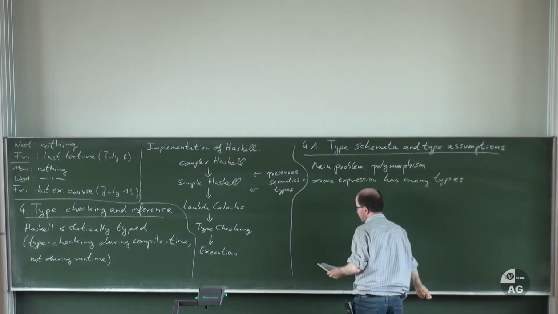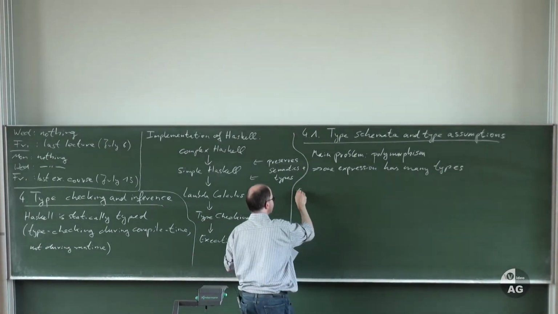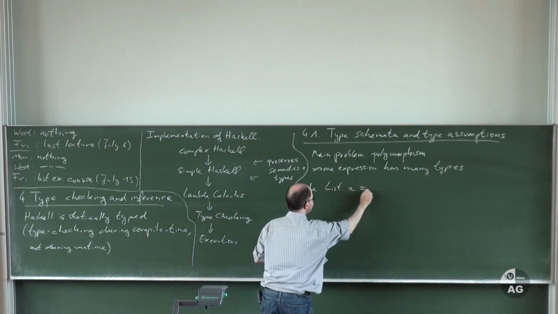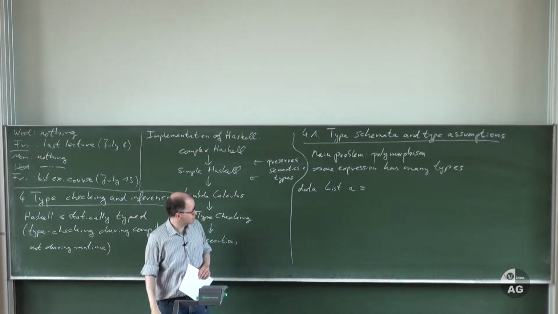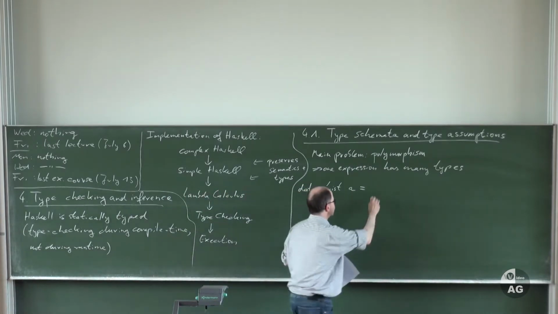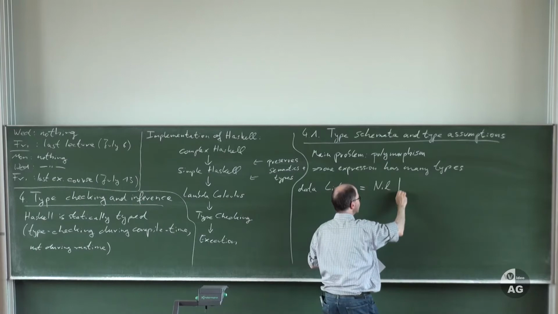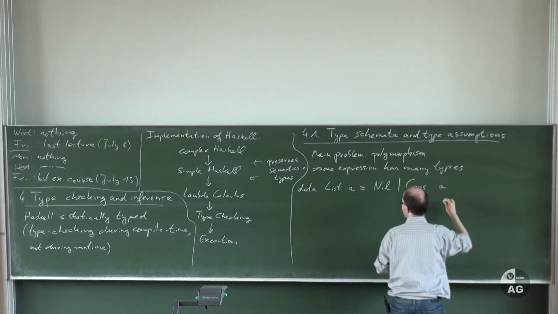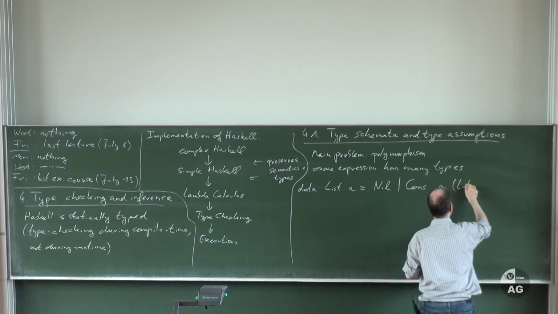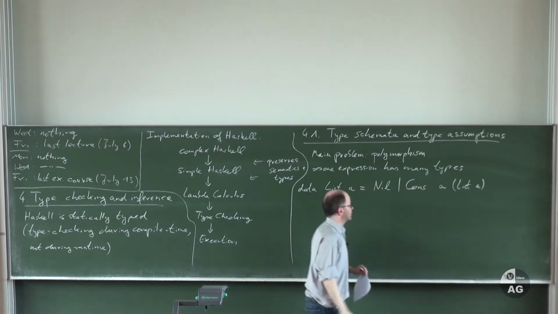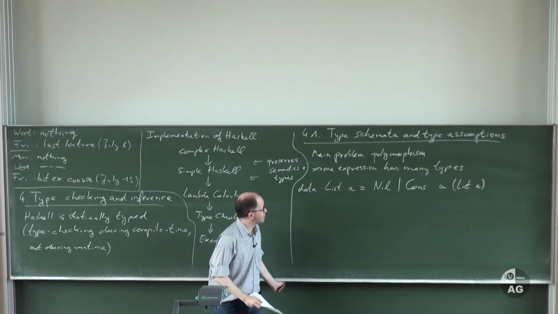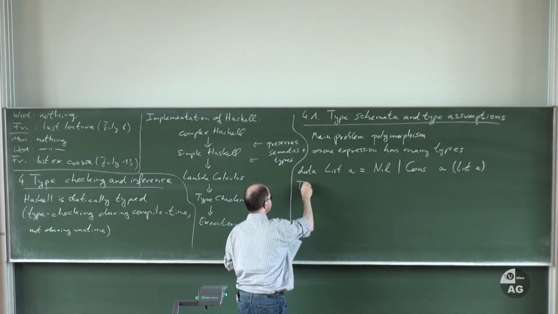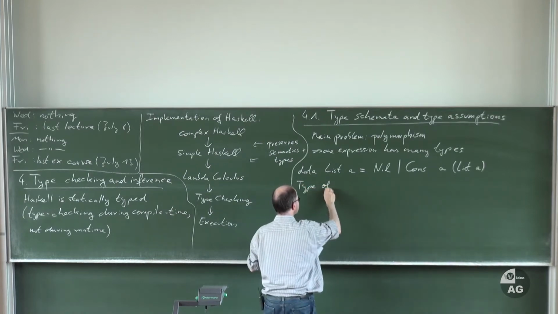And for an illustration, let's suppose we have defined lists ourselves. So we have this declaration for the data type lists. So there are 2 data constructors, nil and cons. Nil for the empty list and cons for the non-empty list. So cons takes an element of type A and another argument of type list A. And now the question is, what is the type of nil?